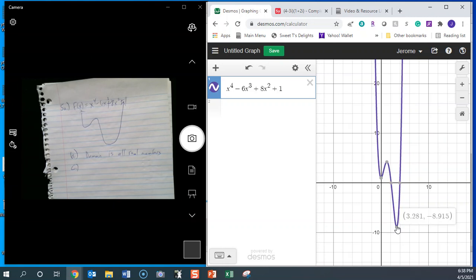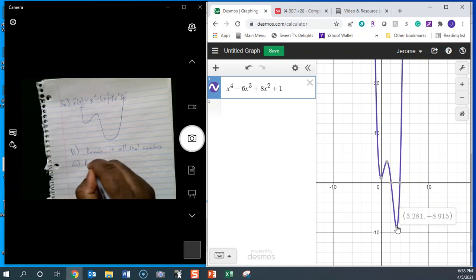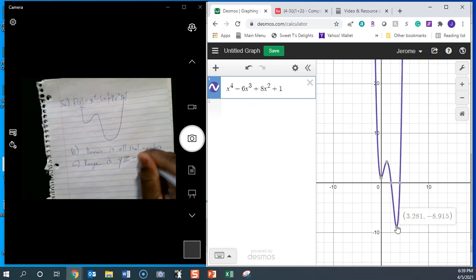So basically, the range is y is greater than or equal to negative 8.92, or you could put negative 8.915. So your range is y is greater than or equal to negative 8.915. So y will be greater than that. That is for your range.